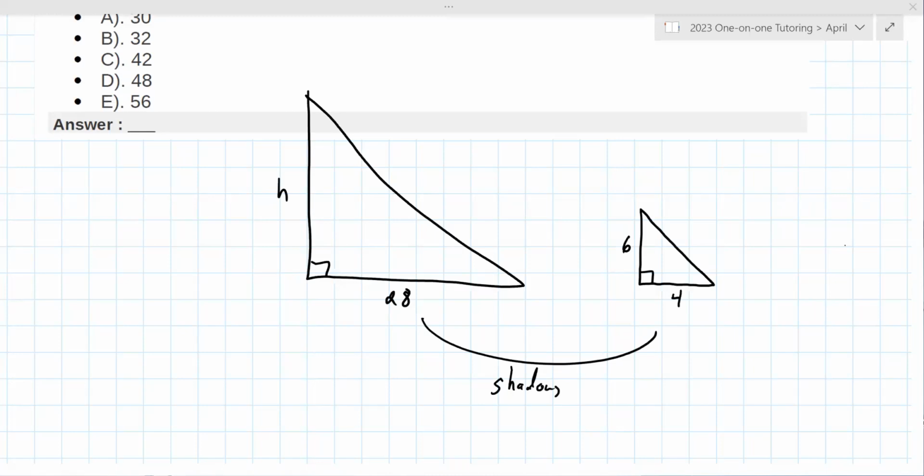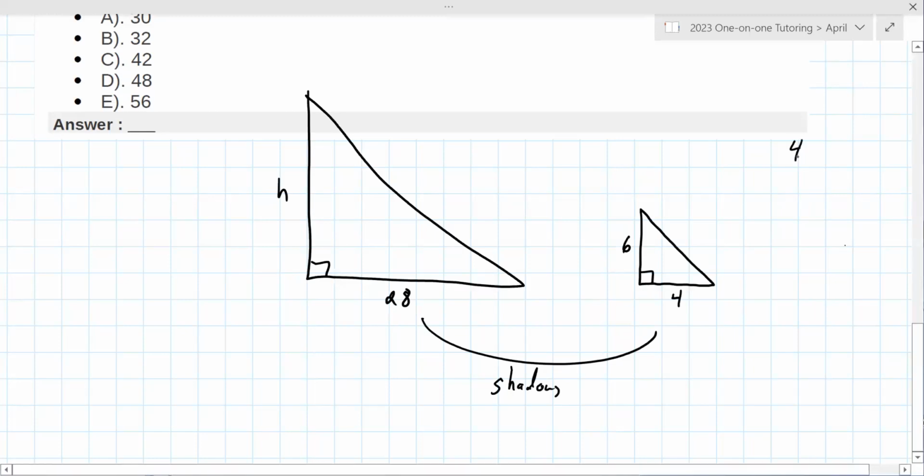So what do I do then? Well, that's what I'm asking you. How do you go from 4 to 28? What do you multiply by to go from 4 to 28? Or what is 28 divided by 4?